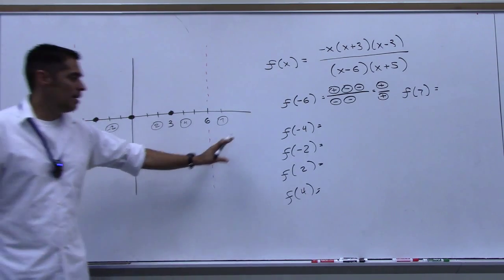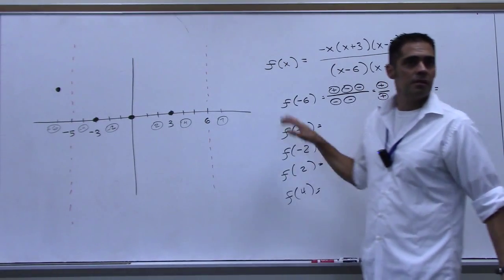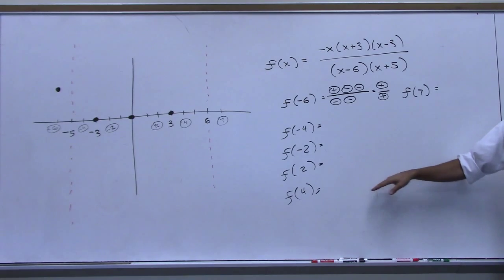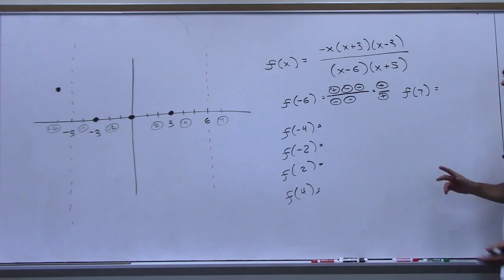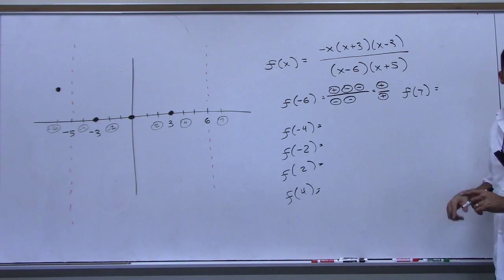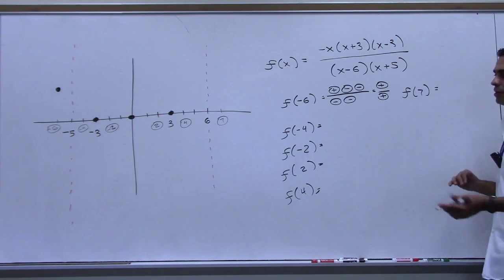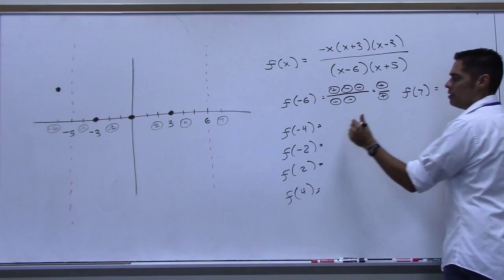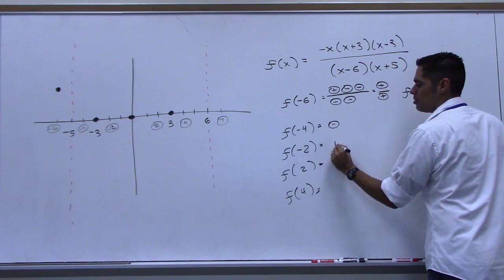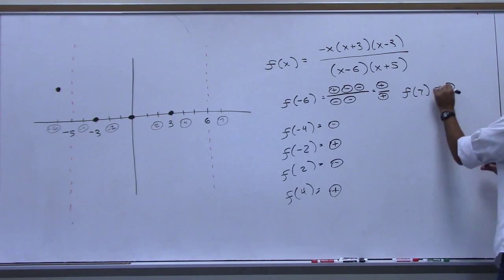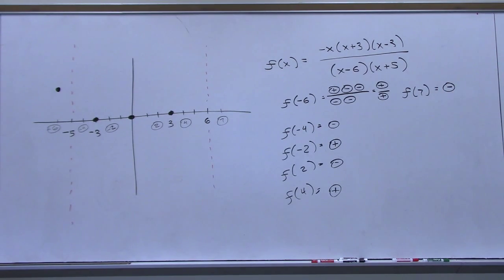Does anyone think they're going to have any issues plugging in those values? I'm not going to take the time to do it, but you know what you need to do here? For this particular problem, it's going to alternate every single time. But it will not do that guaranteed every time on every problem. So you have to check them. So this one should turn out to be negative. The next one should be positive. The next one will be negative. The next one will be positive. And the last one will be negative. Check for yourself.